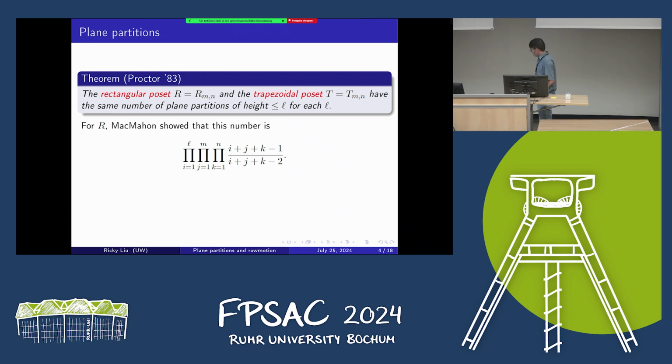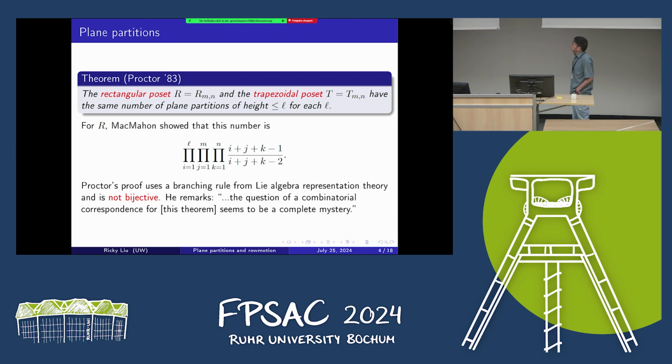And so, why is this true? Well, Proctor's proof is interesting. It uses a certain branching rule from Lie algebra representation theory, a type C, type A branching rule. And in particular, it's not bijective. So he doesn't give a bijective proof that, for instance, takes a plane partition of a rectangle and sends it to a plane partition of a trapezoid. In fact, he remarks that the question of a combinatorial correspondence for this theorem seems to be a complete mystery. It seems quite non-obvious from a combinatorial point of view why these two posets should have the same number of plane partitions of each height.